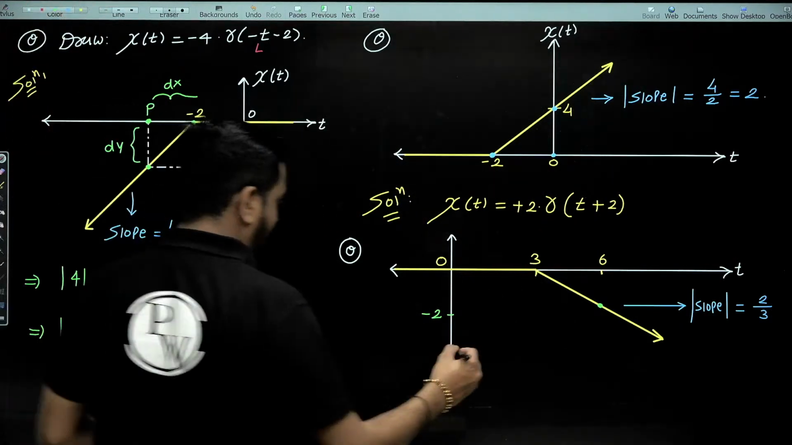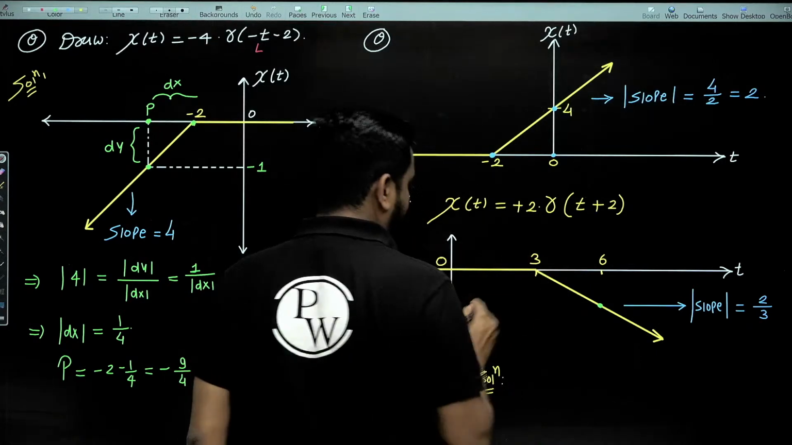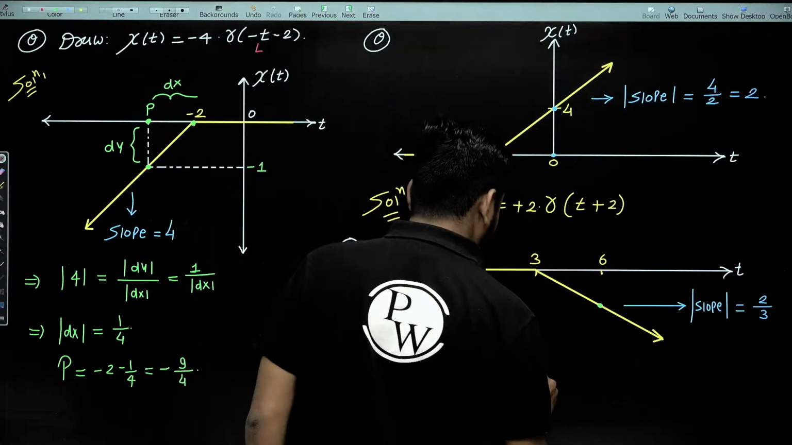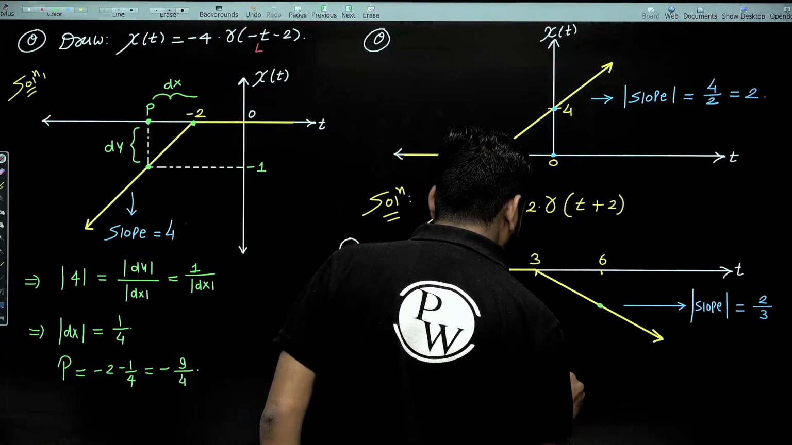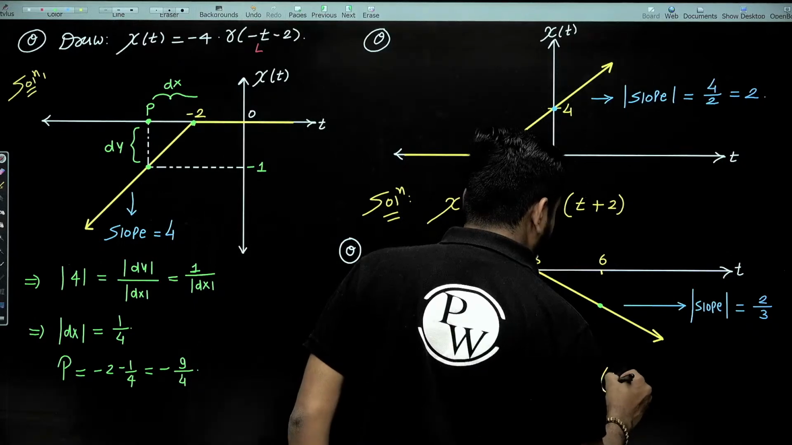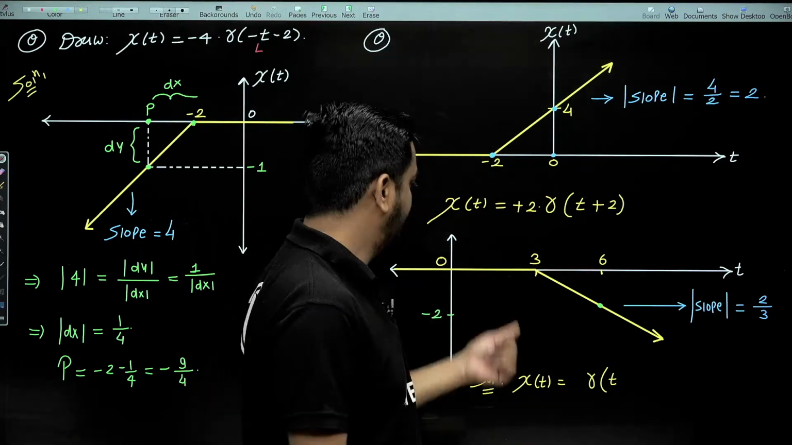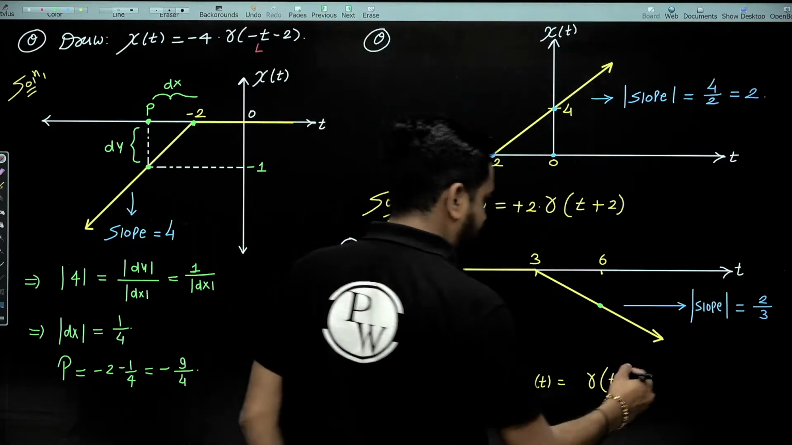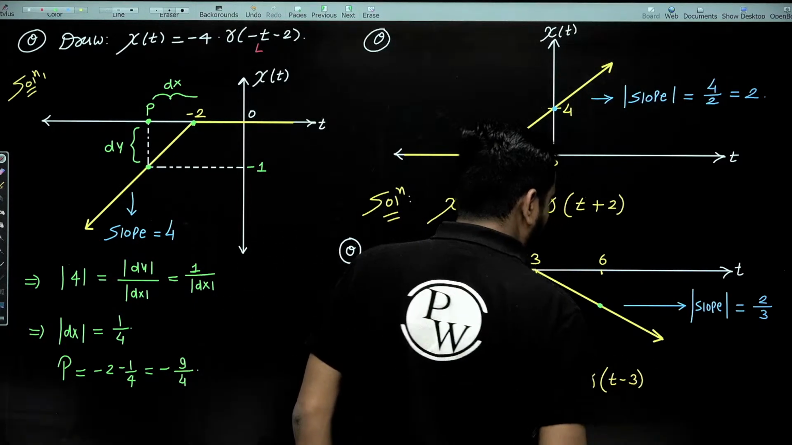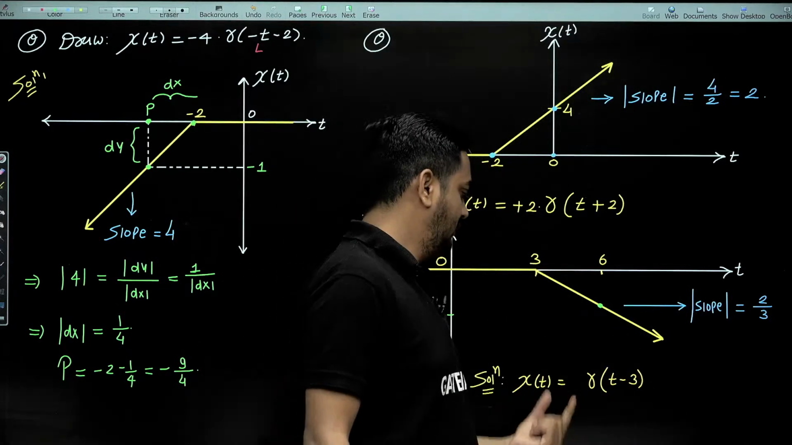Now, right sided signal or left sided signal, guys? Of course, starting from 3 and going towards the right side, so it is a right sided signal. So x of t, a linear function, that's why ramp. Right sided, that's why t plus 3, opposite sign. So the starting point is 3, opposite sign, that is t minus 3.